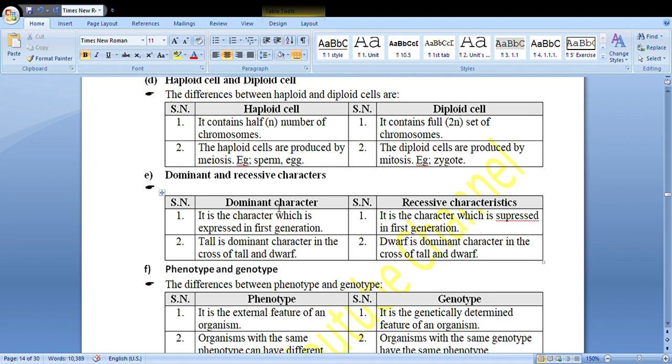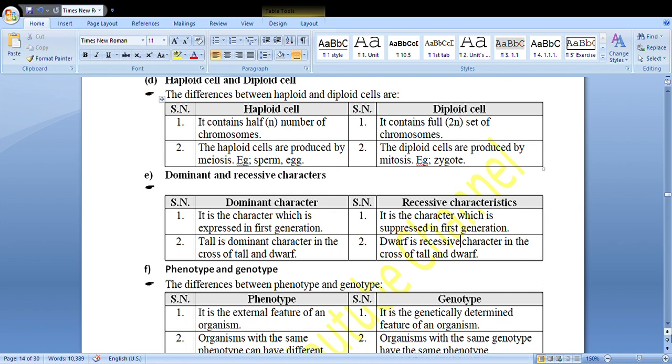Dominant and recessive character. A dominant character is the character which is expressed in the first generation. A recessive character is the character which is suppressed in the first generation. Tall is the dominant character in the cross of tall and dwarf. Dwarf is the recessive character, R-E-C-E-S-S-I-V-E, in the cross of tall and dwarf.